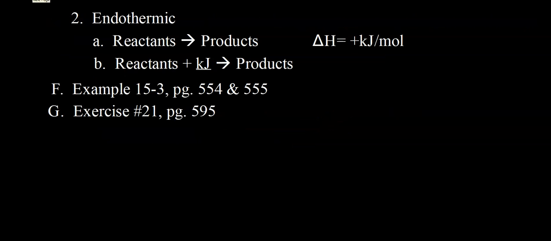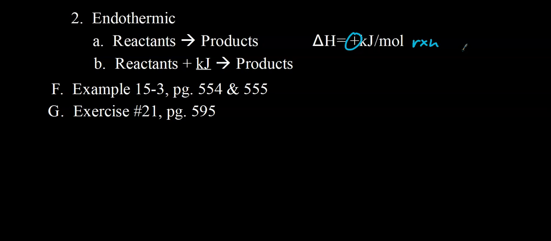If the reaction is endothermic, again, we've got reactants on the left, products on the right. Our delta H is going to have a positive value. Sometimes students ask, do I need to put the plus in front of the number? I like to put it there just to make sure that I have accounted for the fact that the reaction is endothermic. The other way is to put the heat term in the equation. If it's endothermic, then the heat term is going to go on the left side with the reactants.